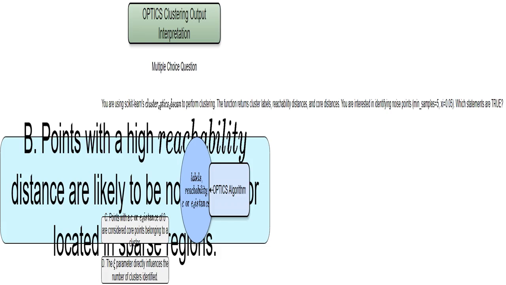This statement concerns the reachability distances. A high reachability distance suggests that a point is far from its nearest cluster, indicating that it's isolated or sits in a low-density area.